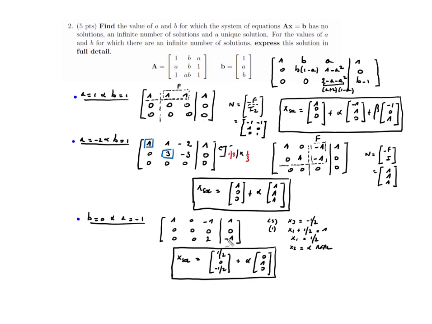Here we simply look at the third equation, so 2x3 is equal to minus 1, so x3 is minus a half. Once you have x3, the first equation tells you that x1 is a half, and as you can see in this system of equations, x2 can be any real number alpha. So we can write the solution as follows.